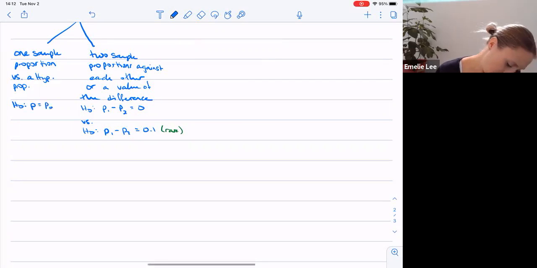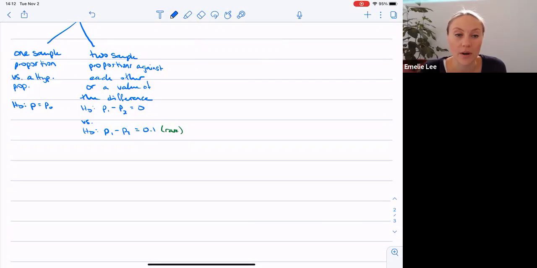P equals P naught, where P naught is some null value or some hypothesized value that you want to compare your sample proportion to. Now, what you probably found as you were working through Stat 230 is all you really need is what's the null hypothesis? So what is the null hypothesis that I'm testing here, and maybe the alternative hypothesis, and what's the test statistic? How can I calculate? How can I measure the differences? And so by giving you the null hypotheses here, I'm basically telling you what the test does.